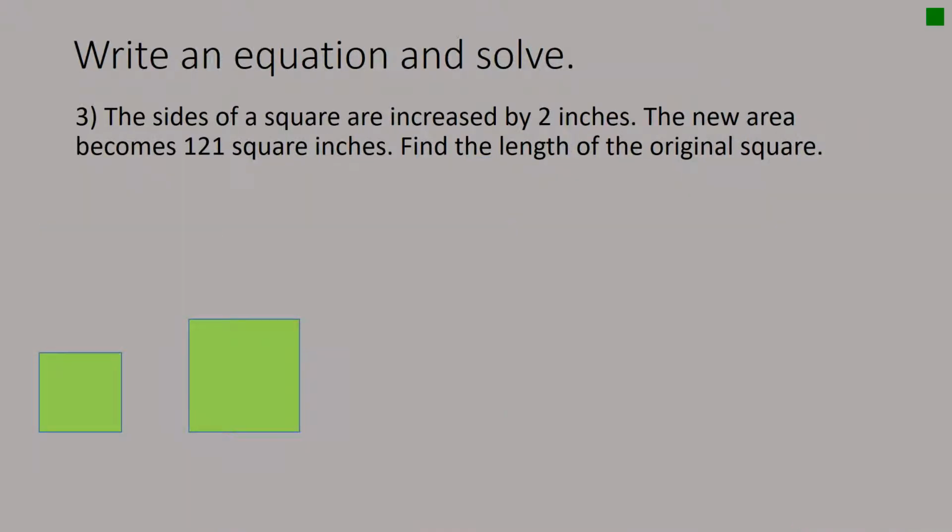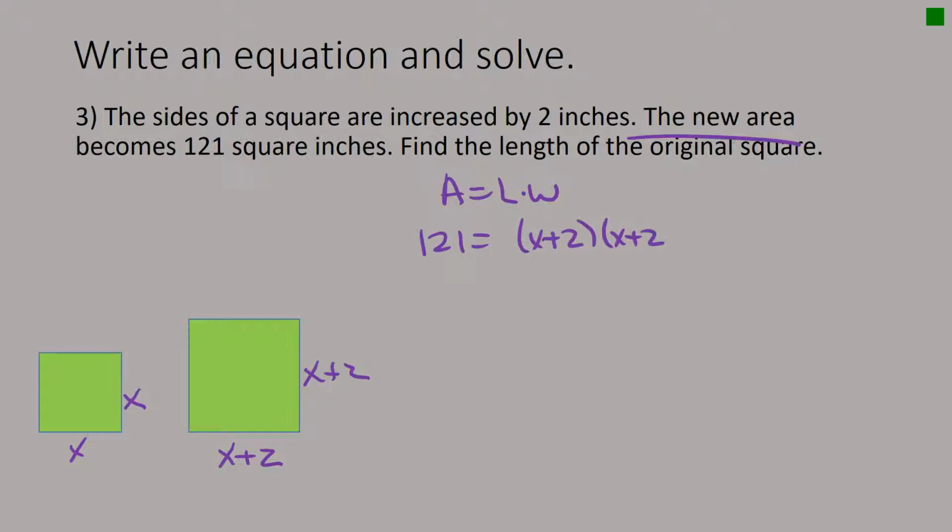All right, next question. Both sides of a square are increased by 2. So remember, that means we start with x, and increasing by 2 means each side is 2 bigger. So if this was 10, this would be 12. But we don't know those numbers, I'm just making those up. Okay? Area, length times width. It says the new area is 121, and that is x plus 2 times x plus 2.